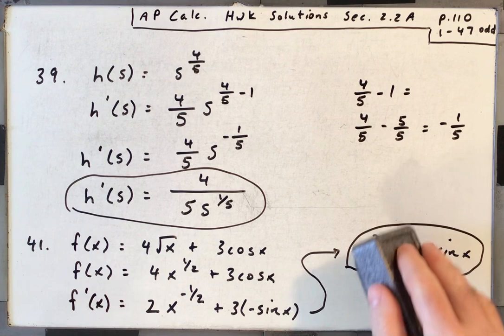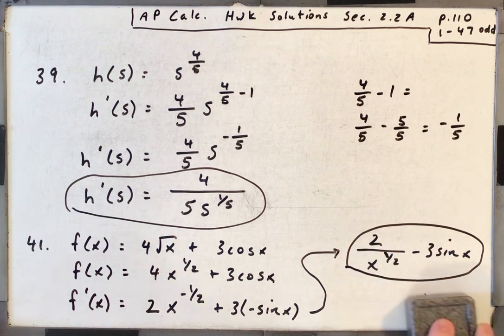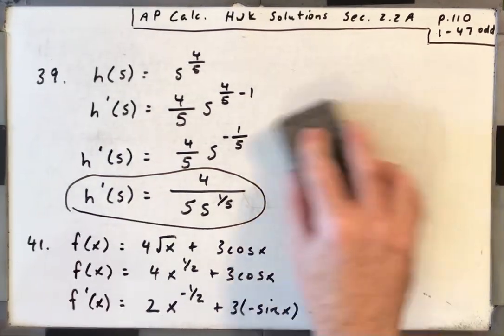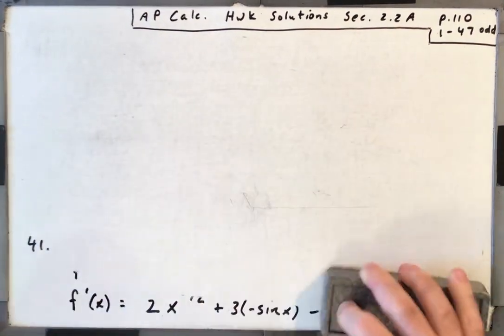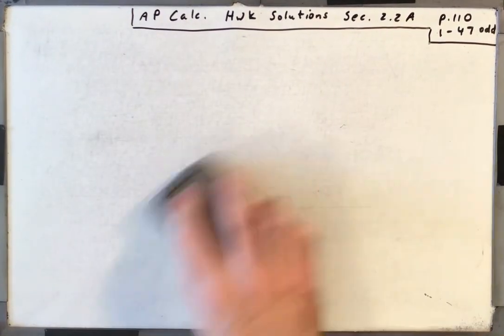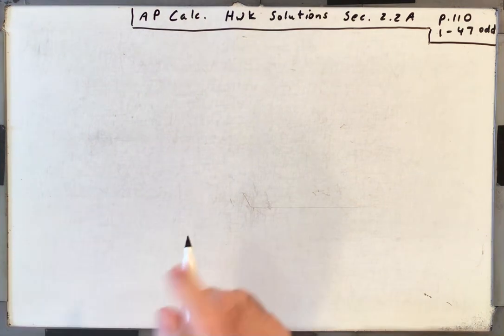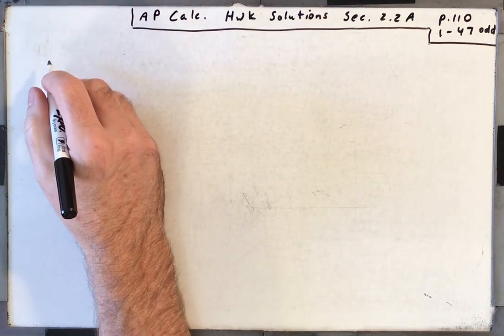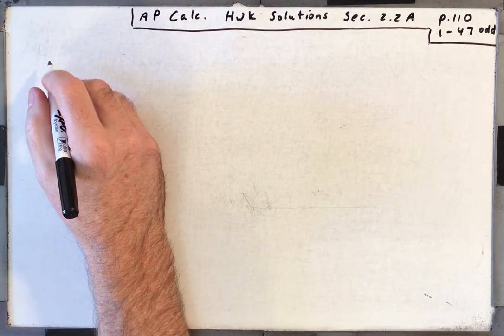Okay, 2 over, I know that's messy, x to the 1/2. My pen is, after I use it, it gets fatter and fatter. The point does, and I have to write bigger so that it's not smudgy. Okay, 43.